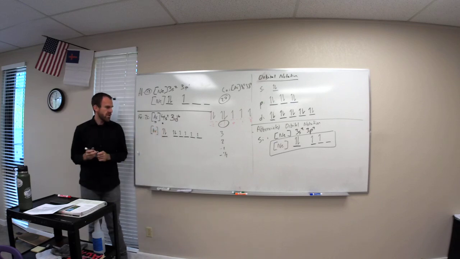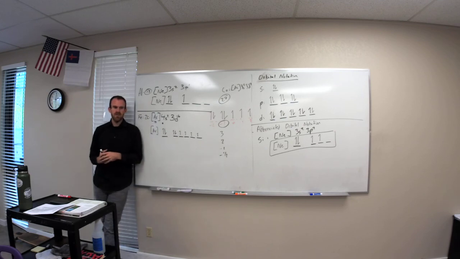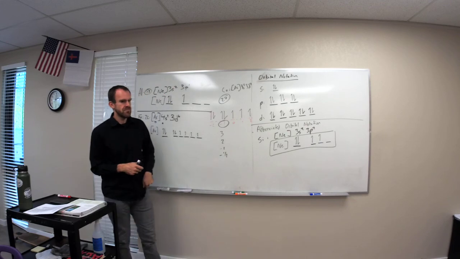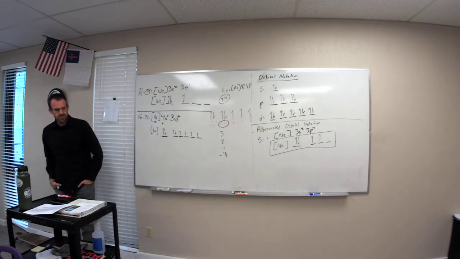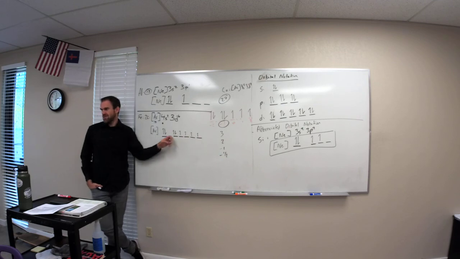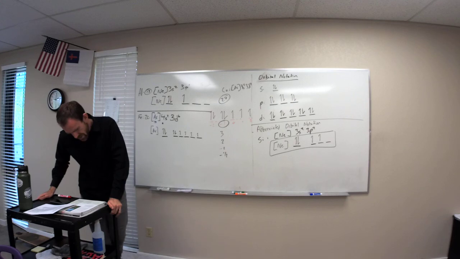Why is there that many spaces? Because it's a d orbital, so you get 5. Every d orbital has 5. So, I filled 5 spaces. The 6th one went on the negative. All right. And that is that.